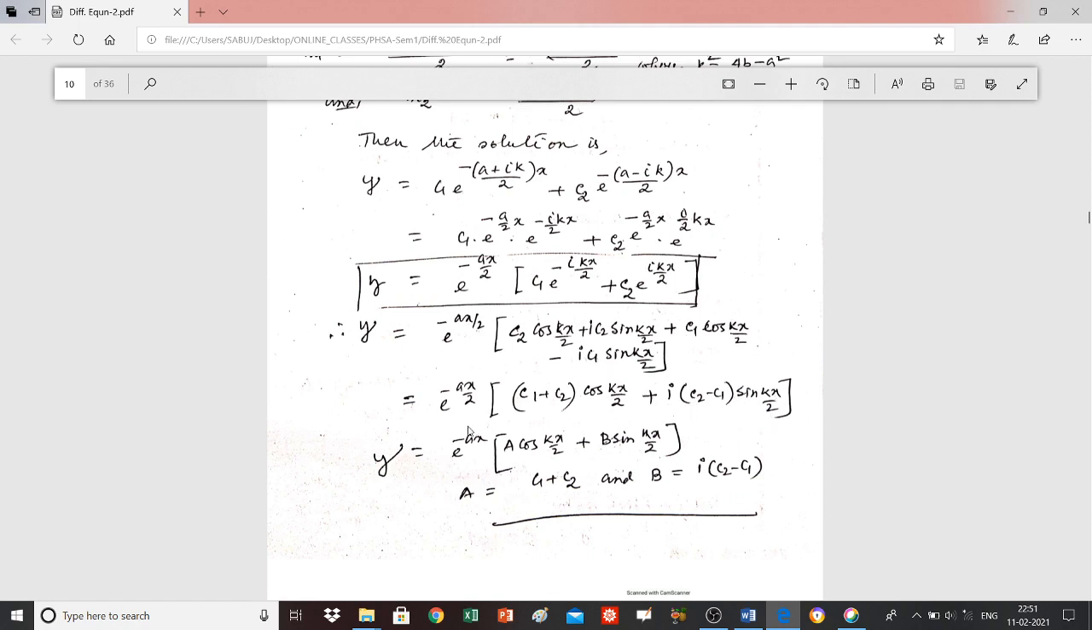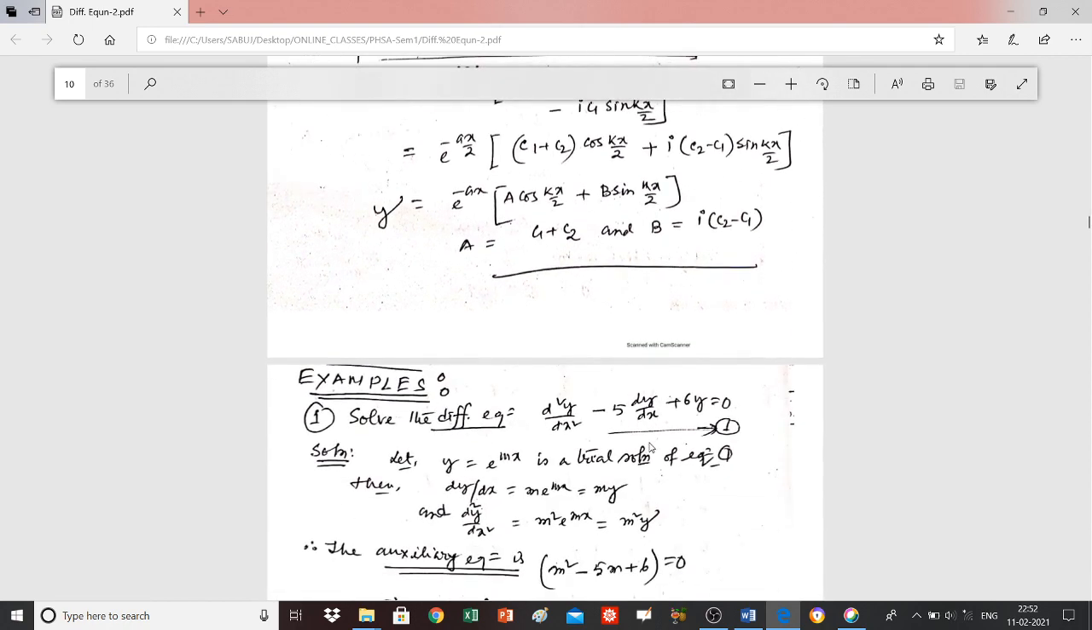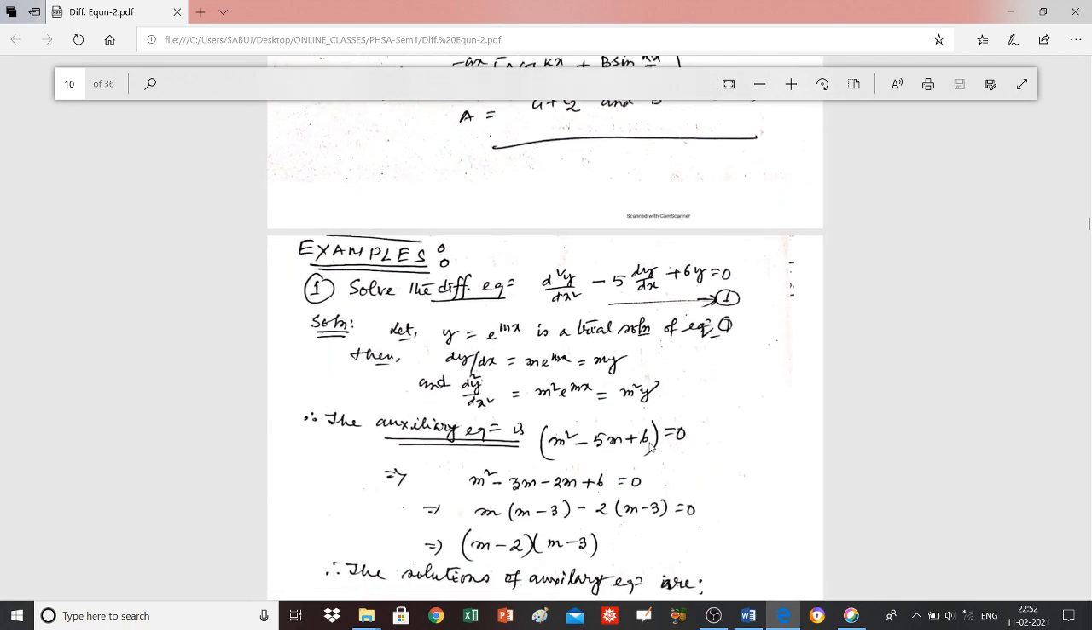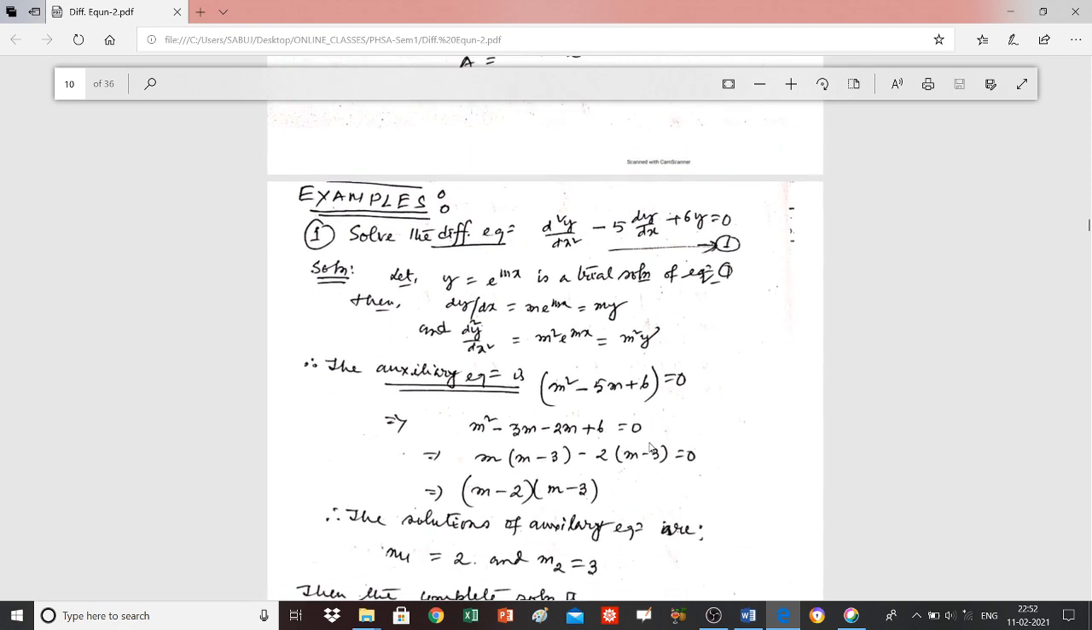That is equal to e to the power minus ax by 2, then a cos kx by 2 plus b sin kx by 2, where a is equal to c1 plus c2 and b is equal to i times c2 minus c1. So a is equal to this and b is equal to this. So this is the solution: y is equal to e to the power minus ax by 2, times a cos kx by 2 plus b sin kx by 2. So this is the process, the method to solve a second order homogeneous linear equation.